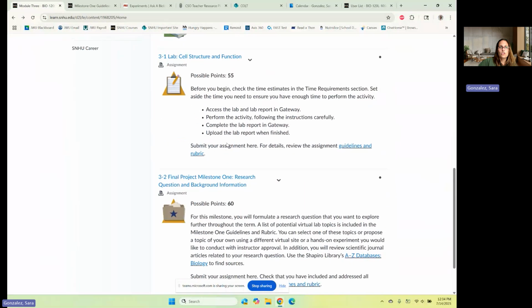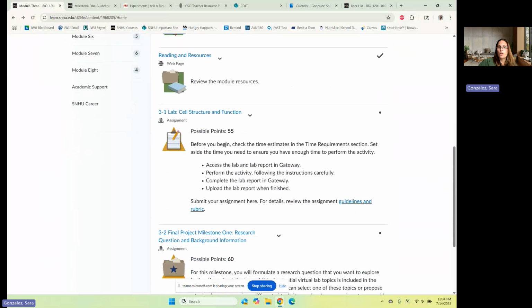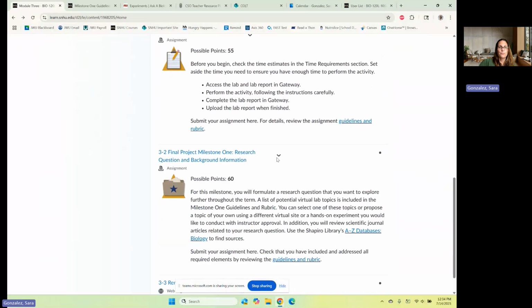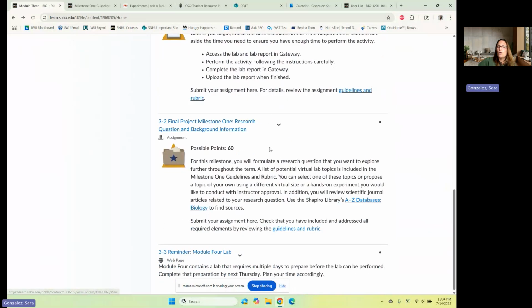So again, what's due this week? Your cell structure and function lab is due by Sunday. Make sure you complete it on the online Carolina Biology platform. Download it, submit it into Brightspace here. For your research 1 questions, you're not going to use the biology lab, the online one. You're just going to use the template here. I believe there's a template, or if not, you're just answering those questions off the rubrics and guidelines. So just submit this.